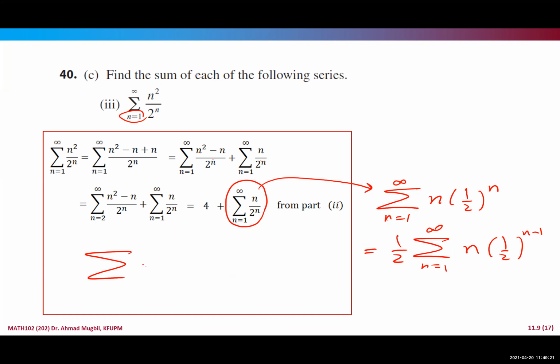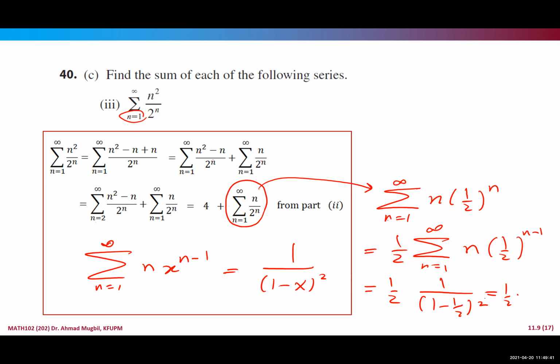Now this is the derivative. You know from before that the sum of n x to the power n minus 1, when n starts from 1 to infinity, is the derivative, which is 1 over (1 minus x) squared. So this will be a half multiplied by 1 over (1 minus a half) all squared. Now you can evaluate. 1 minus a half is a half. A half squared is 1 over 4. 1 over 1 over 4 will be 4. 4 over 2 will be 2. So this one equals 2, and the total will be 4 plus 2, equals 6.